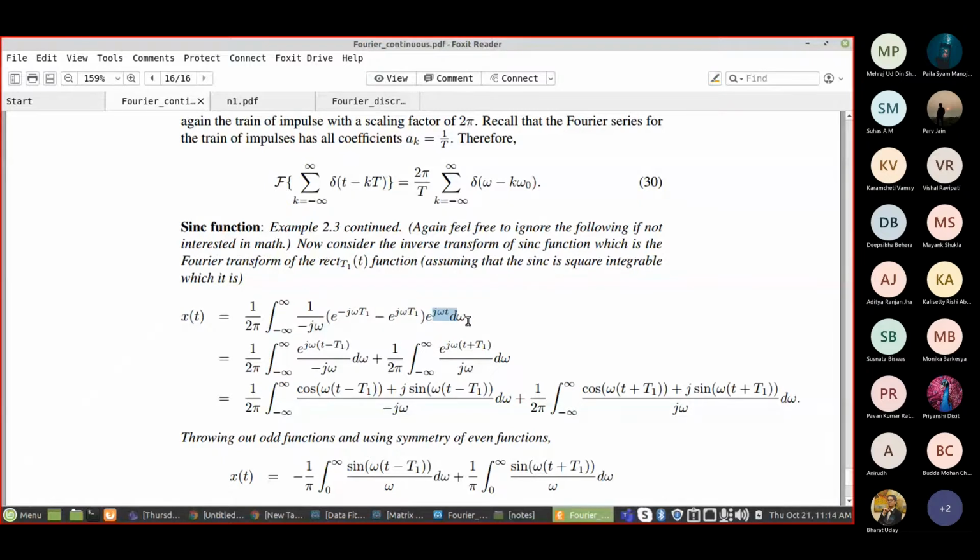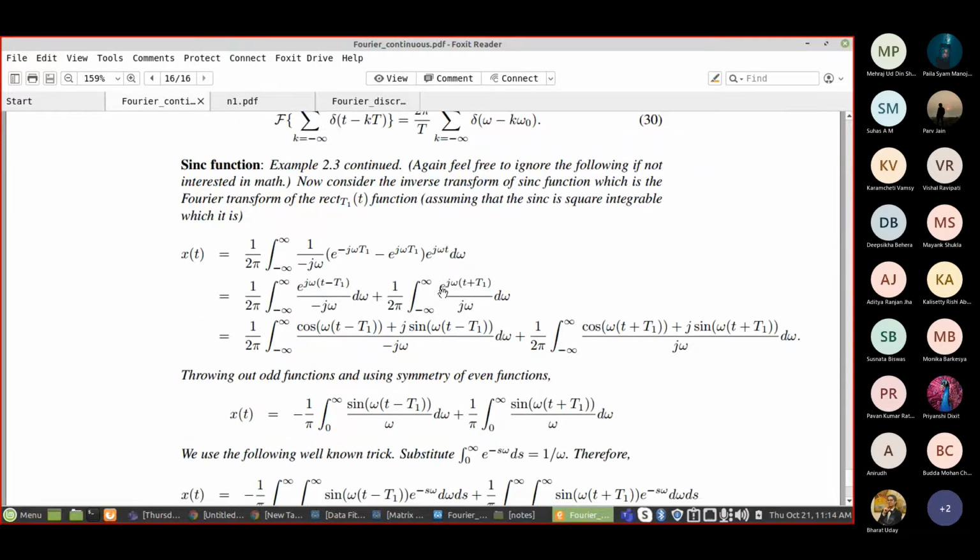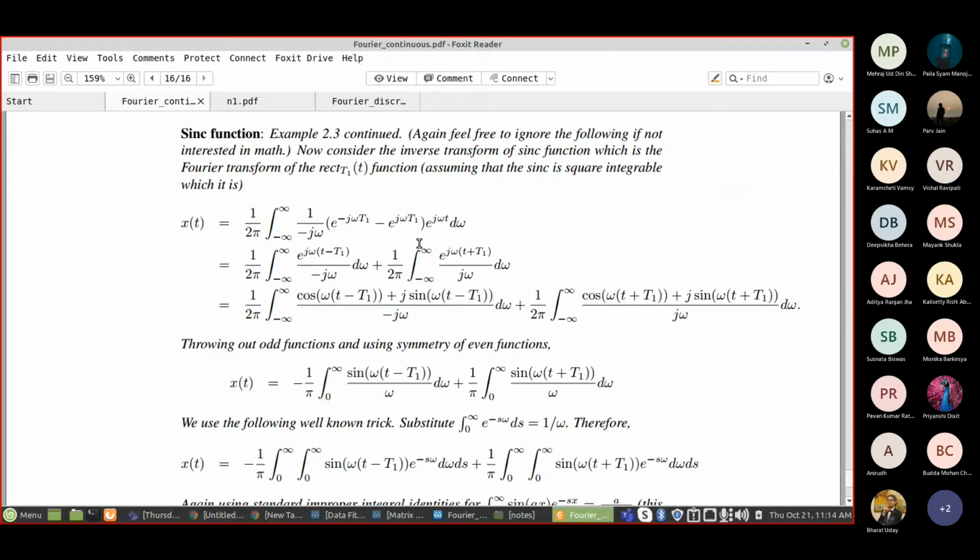Okay, so let's do some simplification first. Let's absorb this in both the exponentials. So here we get t minus capital T1, and here it is t plus capital T1. This is straightforward. Now just expand these complex exponentials in terms of sine and cos. That is the next step.